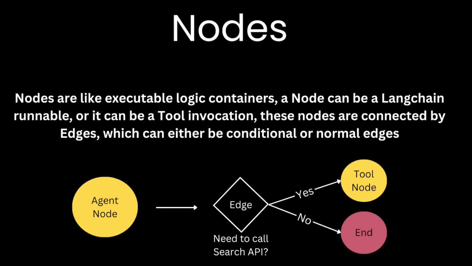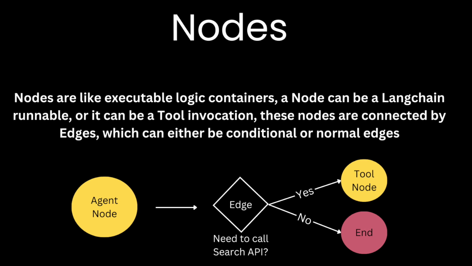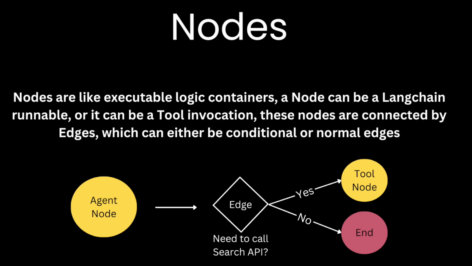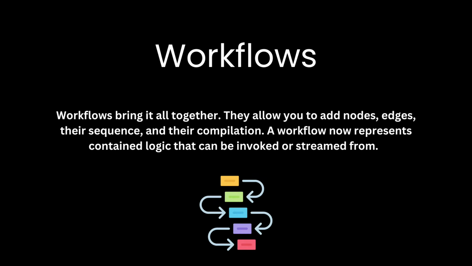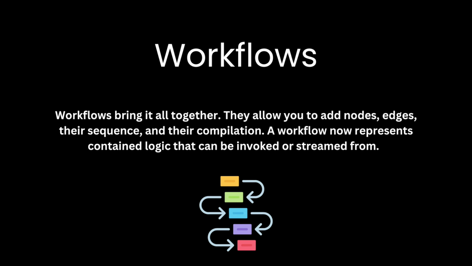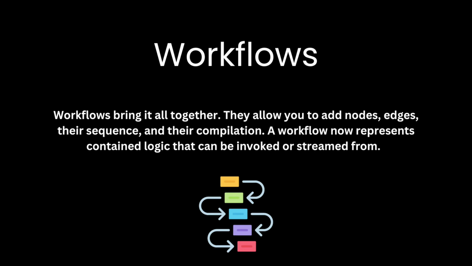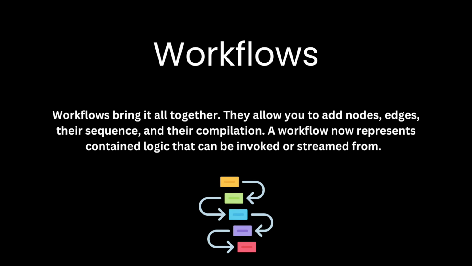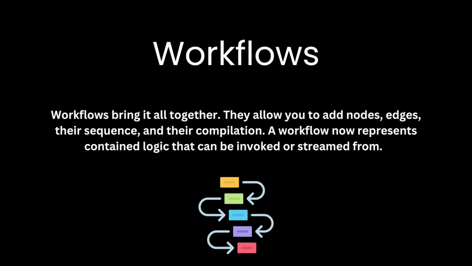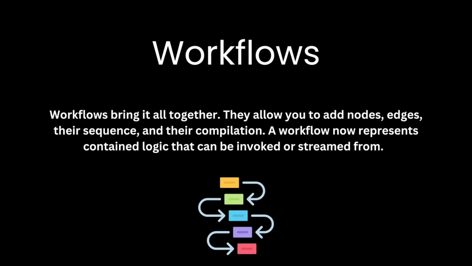And then you have a normal edge, which always goes back to your agent node or to your LLM to determine what it needs to do next. Now, finally, what you have is a workflow which brings everything together. So this is where your nodes are linked, the order in which they're going to be executed, and how they interact with one another. And so those are the key concepts around LangGraph.